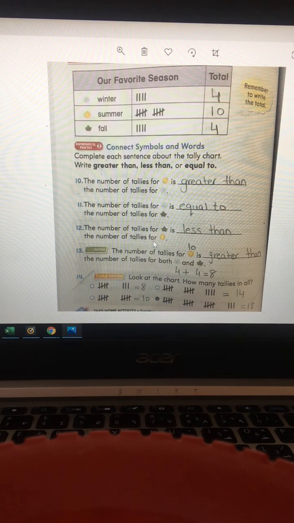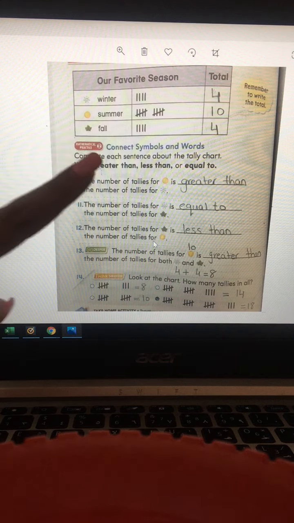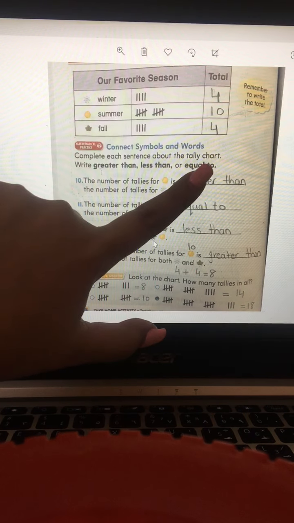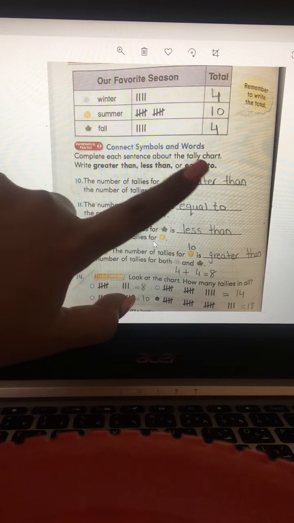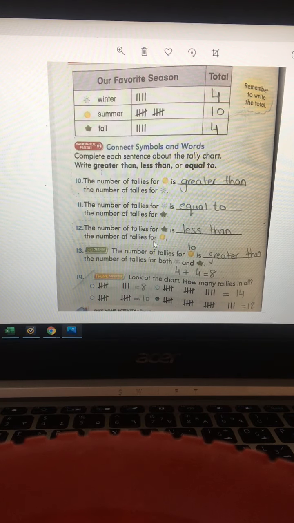Here is another tally chart that was made about the favorite season. We are going to look over the questions related to this tally chart together. But this is a bit different. Why? Because the question is to complete each sentence about the tally chart. We are just going to write greater than, less than, or equal to. Let's see together how we are going to write this.